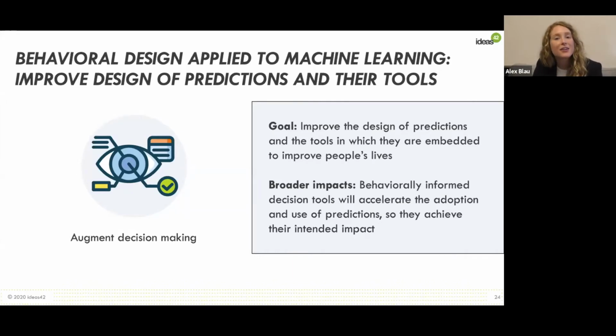And so the idea here is that if we can design algorithmic tools that improve how people use those algorithms and increase the adoption while also allowing the human being to have their opinion for those fringe cases that might be concerned about, because of course not every algorithm is going to be 100% perfect, then they can achieve that intended impact in a way that they wouldn't otherwise achieve.